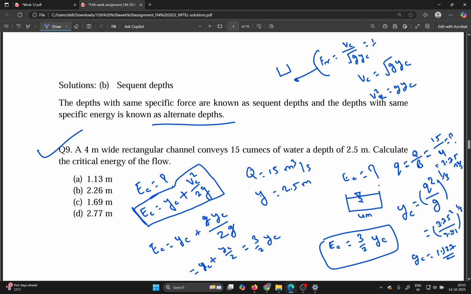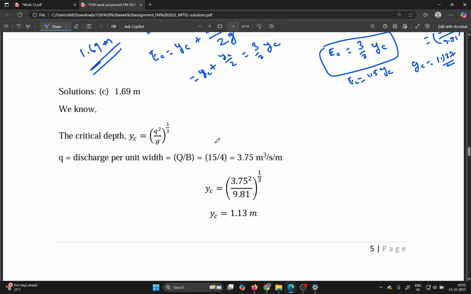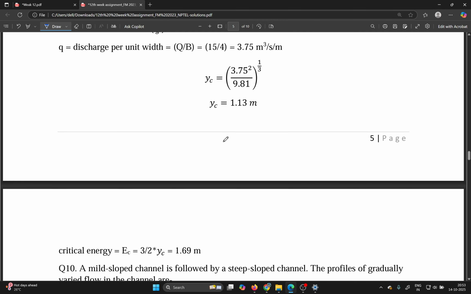Now you can calculate and write 1.5 Yc. Ec is equal to 1.5 times Yc, so 1.69 is coming. 1.69 meter. So option C will be correct here. Remember always.